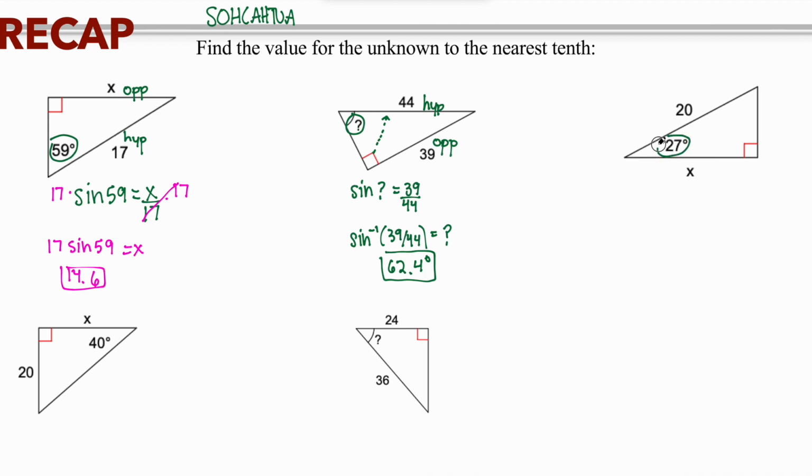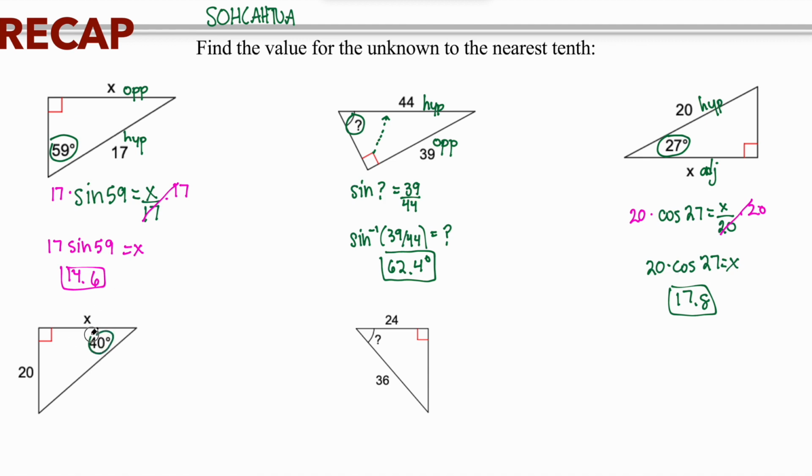On this next one, according to this angle, this is my adjacent, and this is my hypotenuse. A and H stand for cosine. So cosine of my angle is my adjacent over hypotenuse. So to solve, I'm going to multiply both sides. And I will get 17.8.